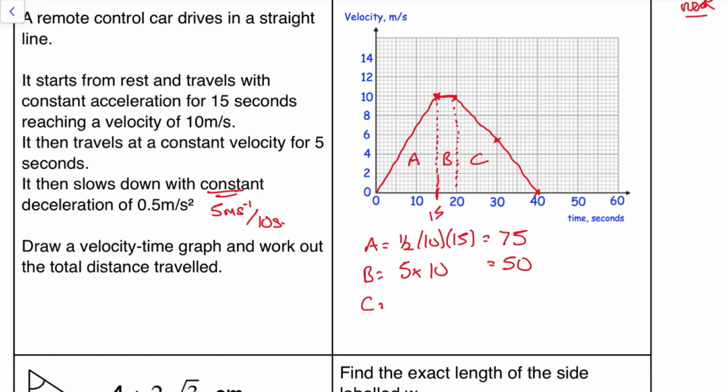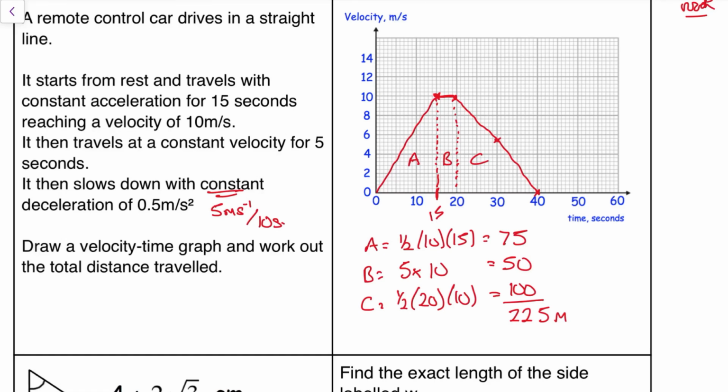And then I end with C, which is also a triangle. That goes from 20 to 40, so my base is 20. My height is also 10, and half of 20 is 10. 10 times 10 is 100. Add all these up, 100 plus 50 plus 75 is going to give me 225 meters travelled.